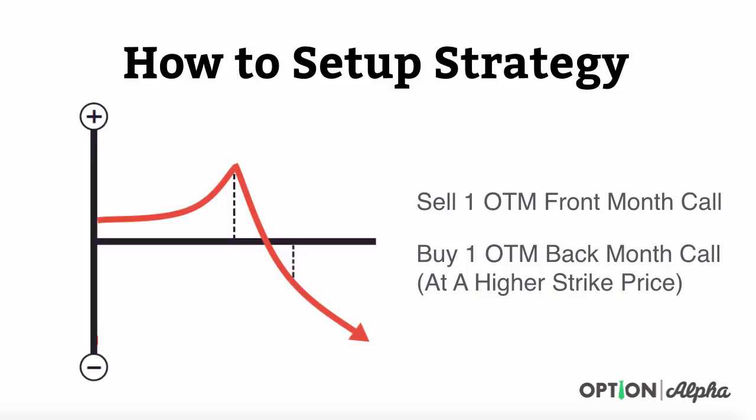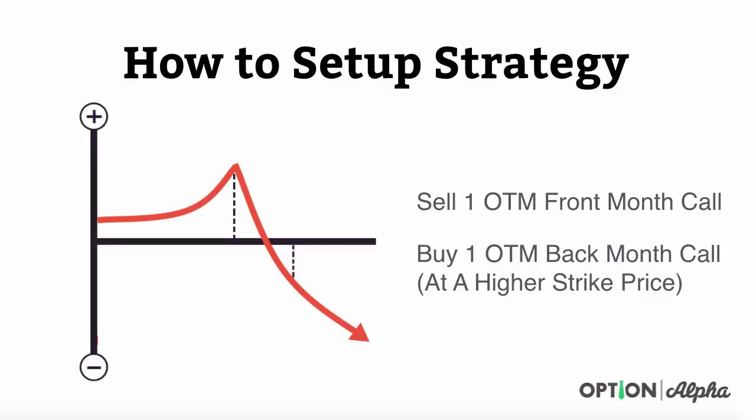So how do we set up this strategy? Well, the first thing that we're going to do is sell one out of the money front month call. So this would be a front month option about 20 to 45 days out. We don't want to get closer or longer than that. And the next thing we're going to do is buy an out of the money back month call, but this is where it differs from a regular calendar spread: we're going to go to a higher strike price. So two things are happening here. We're trading two different contract months, both a front month call and a back month call, and we're trading two different strike prices. So it gets a little confusing sometimes, but again, use this guide as your resource when you're creating these strategies.